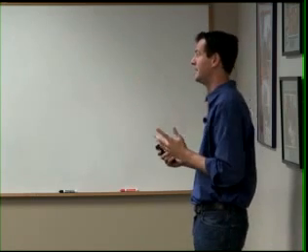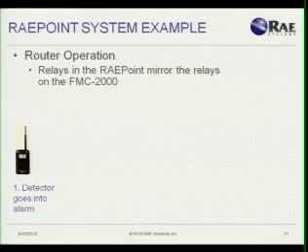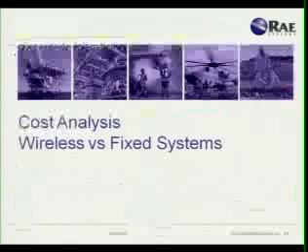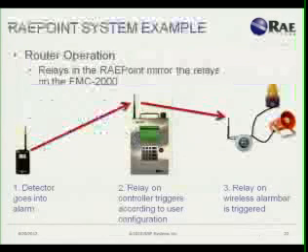So essentially the quick example is, let's say one of your detectors goes into an alarm. That detector goes into alarm, it sends that data immediately back to the controller. The relay on the controller triggers according to those configurations, however you've set up your relays to be triggered. And once those relays on the controller are triggered, it triggers the relays on the remote RayPoint. And those relays on the RayPoint can be connected to anything.